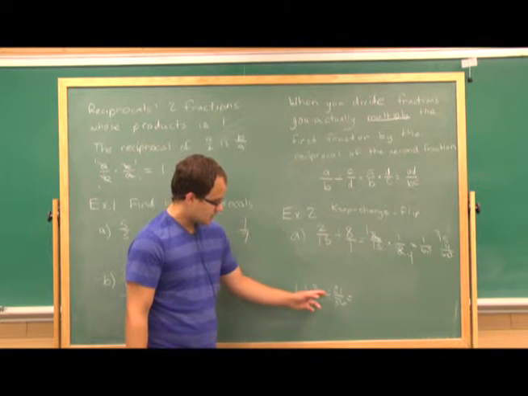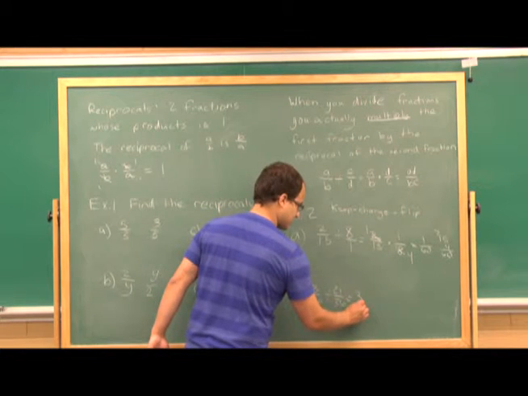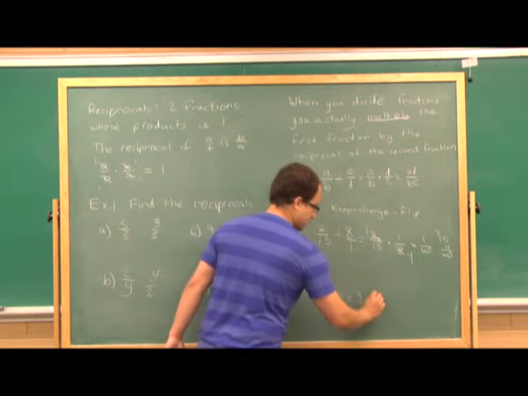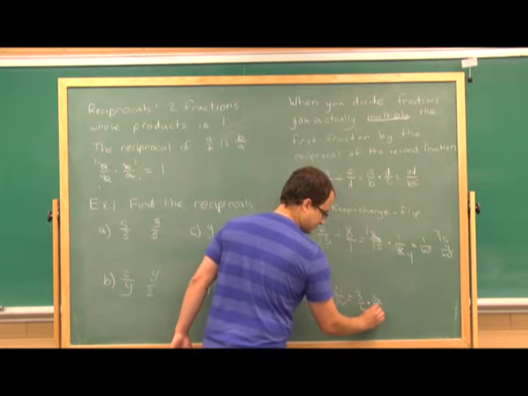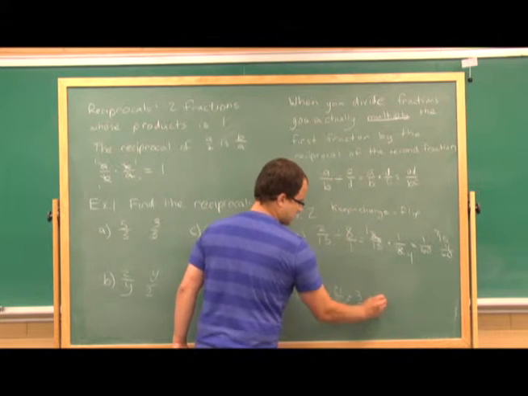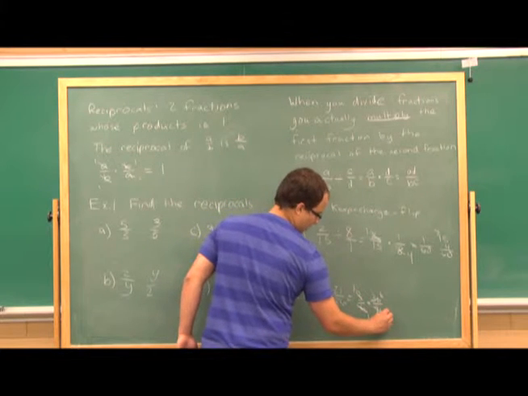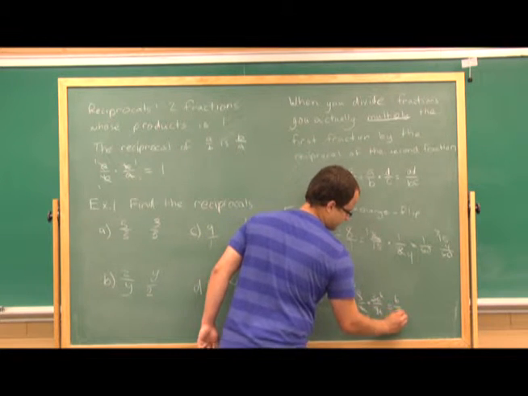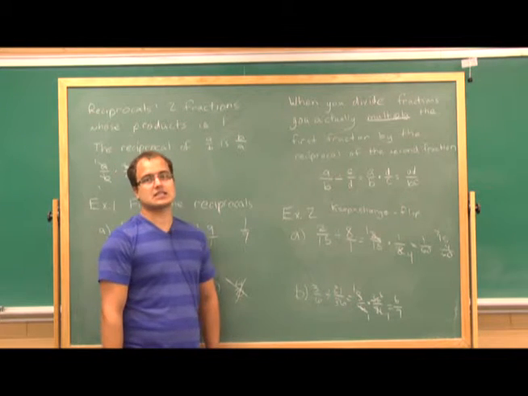Now 3/6 divided by 21/36. So keep the first fraction the same, change division to multiplication, flip the second fraction. Now I know 6 goes into 6 once. 6 goes into 36 6 times. 3 goes into 3 once. 3 goes into 21 7 times. 1 times 6 is 6. 1 times 7 is 7. So 3/6 divided by 21/36 is 6/7.